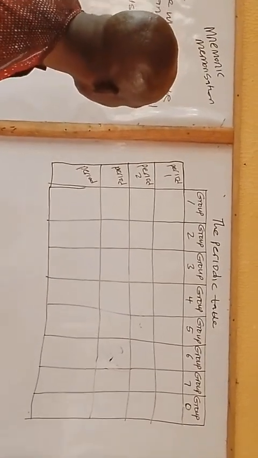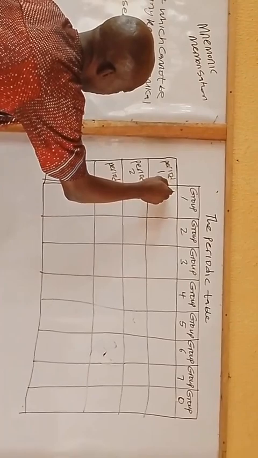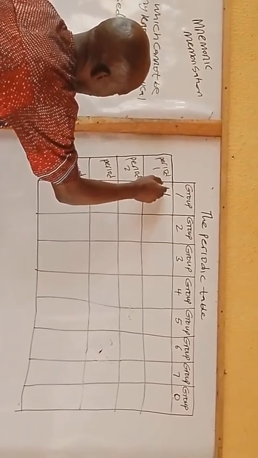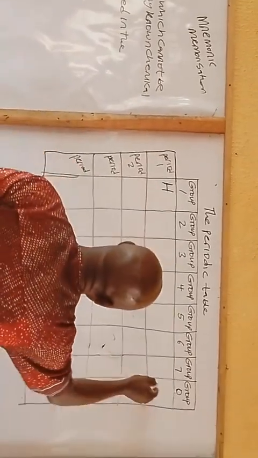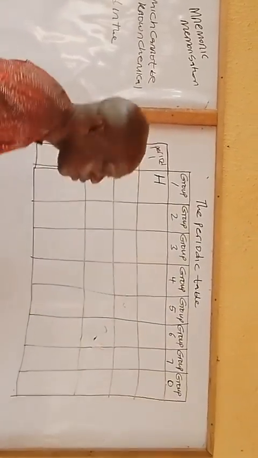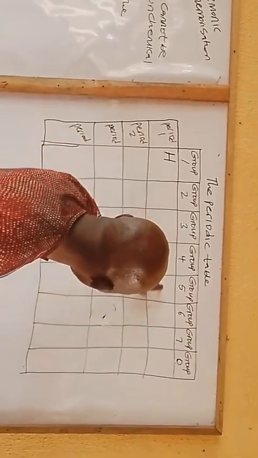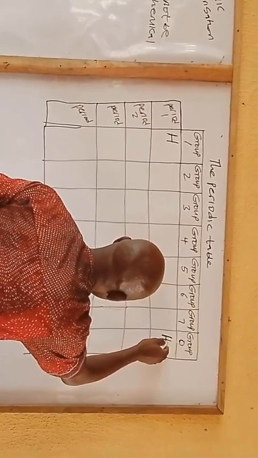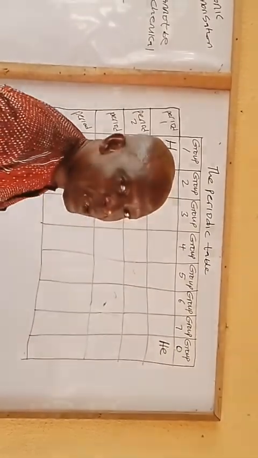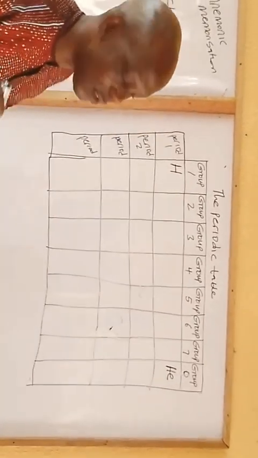So the first one is hydrogen, H. The second one is helium. Hydrogen belongs to group 1. Then the next one that we follow does not belong to group 2, 3, 4, 5, 6, 7; it belongs to group 7 or group 8. Helium. I will tell you the way to memorize it without making any mistake.